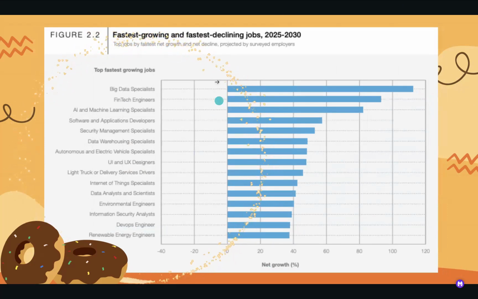And then this is really fantastic too. So here are the fastest growing and fastest declining jobs. Now, I only put the fastest growing ones on here for you right now, but you'll notice that looking at the top ones, data specialists, engineers, AI and machine learning specialists is number 3 on the list.